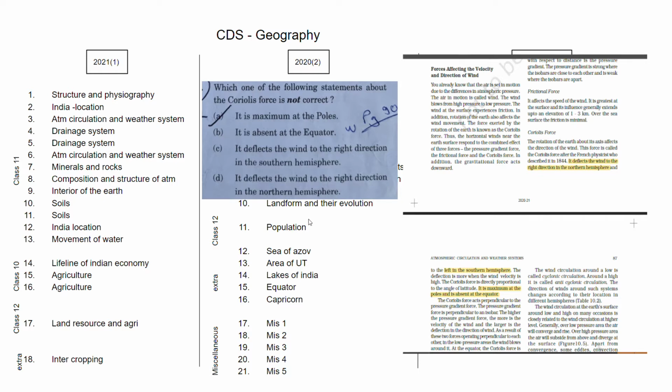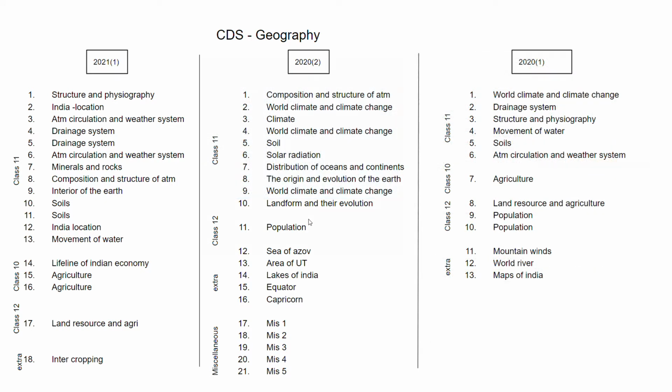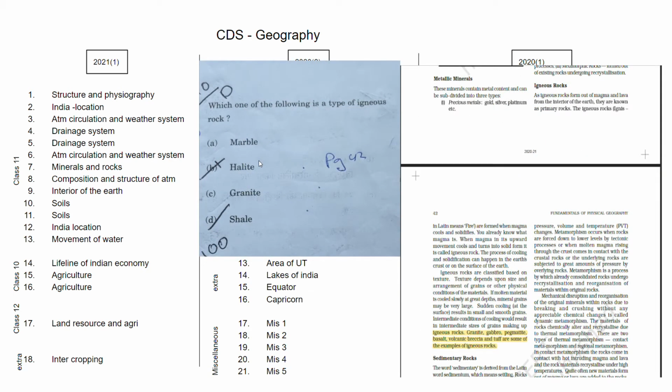Coming to the next question, which is from materials and rocks. Which of the following is a type of igneous rock? Now here's an excerpt from Fundamentals of Physical Geography, page number 42. Igneous rocks. Here are examples of igneous rocks: granite, gabbro, pegmatite. Now look at the options given. Granite is in the options and he is asking about igneous rocks. So the answer is granite.